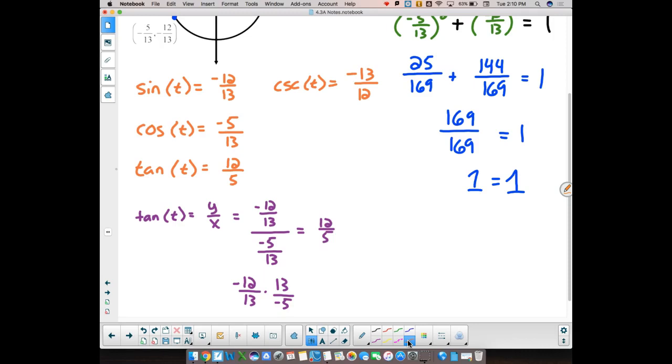What's the one paired with cosine? Secant. So the secant of t is equal to what? Negative 13/5. What's paired with tangent? Cotangent. What's the cotangent of t? 5/12. And there, we've now found all 6 trig values for the point negative 5/13, negative 12/13. Okay?